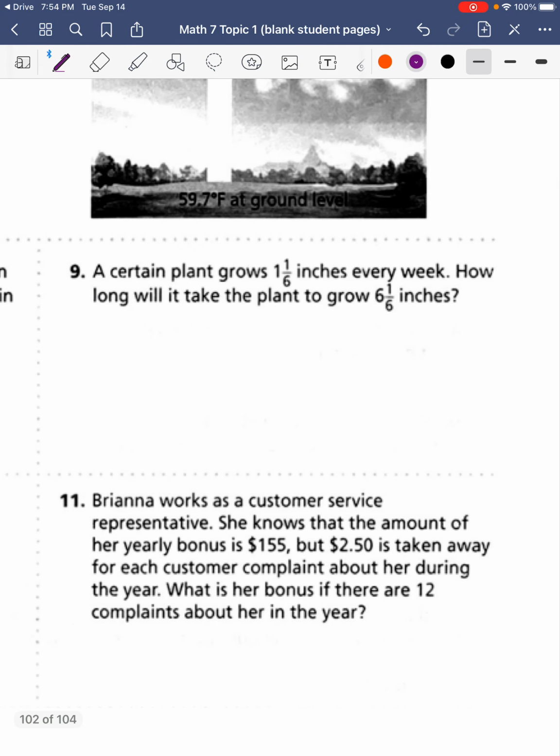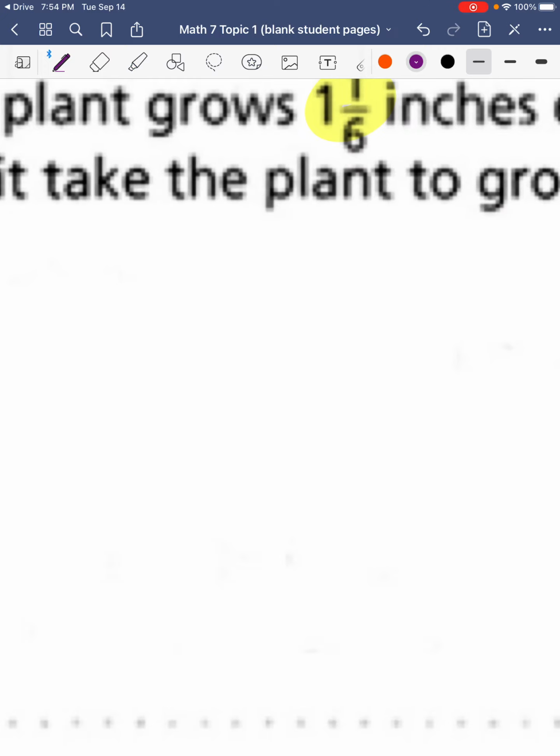Number 9, a certain plant grows 1 1/6 inches every week. How long will it take for the plant to grow 6 1/6 inches? Well, to figure this out, I'm simply going to take the total height that we're looking for and divide it by how quickly it grows. So we have 6 1/6 divided by 1 1/6. So I'm going to start by rewriting both of these as improper fractions.